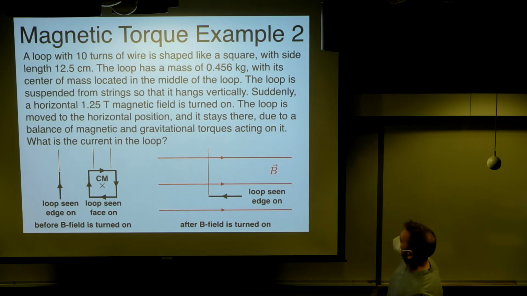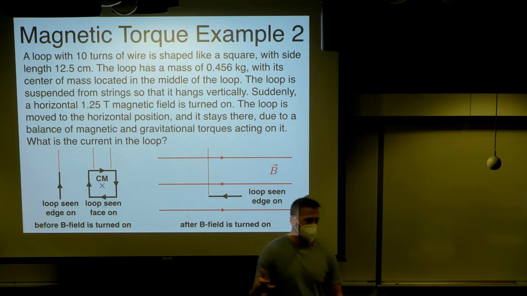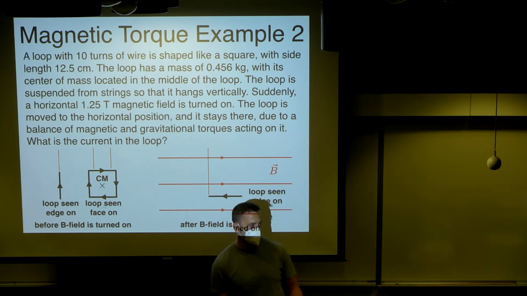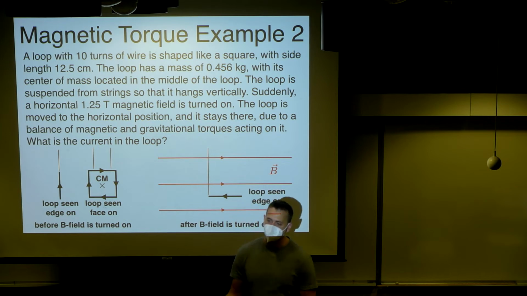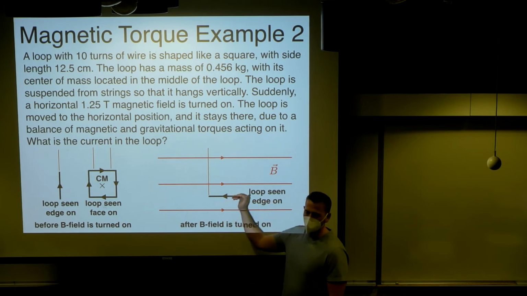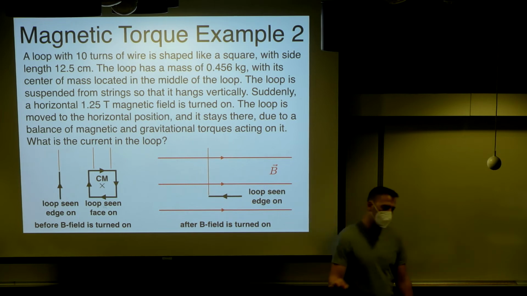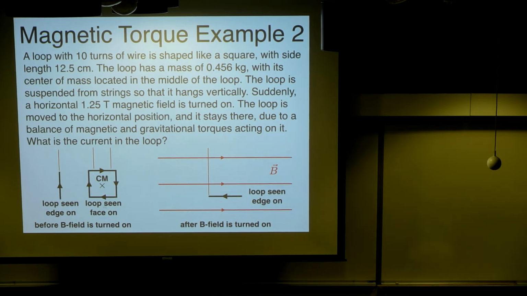So the question is, how much current must be running through the loop in order for this balance to happen? You can imagine if there's too little current, there won't be a big enough torque from the magnetic field to get it up to this point. If there's too much current, then it'll just start flying around, right? So there's some kind of sweet spot where we can just balance out like this. Any questions on the setup here? Hopefully that's making sense.